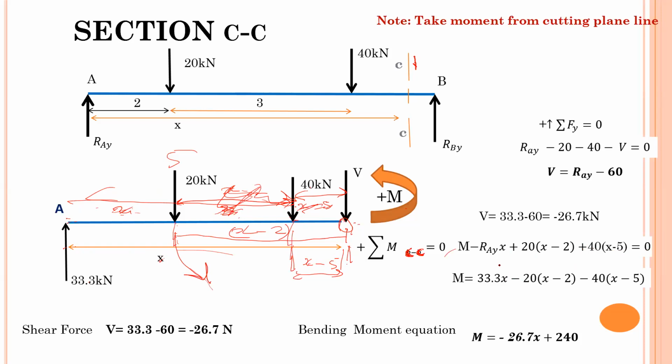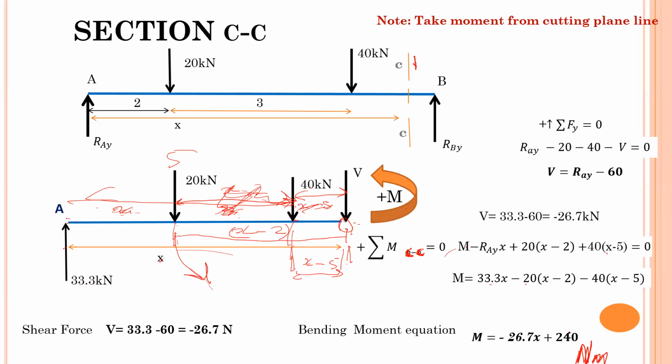You work out all of that beautifully. Transpose: this comes over positive, that will come over negative, and that will come over negative. You break it down and you'll get minus 26.7x plus 240. And that is your BM, bending moment. And the bending moment is going to be in Newton meter. You know it's bending moment already.